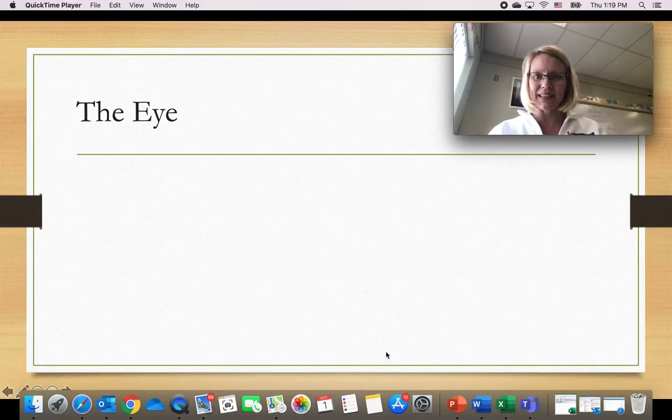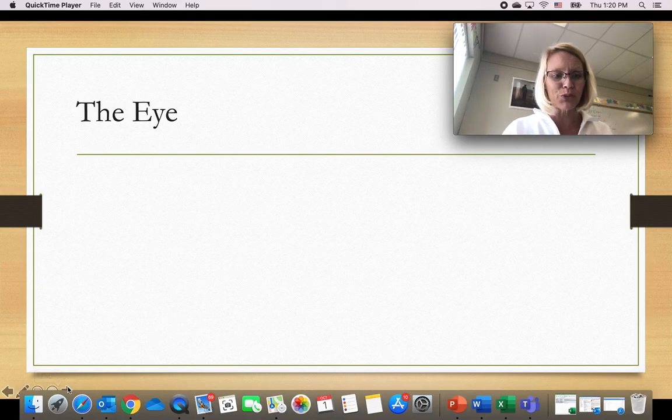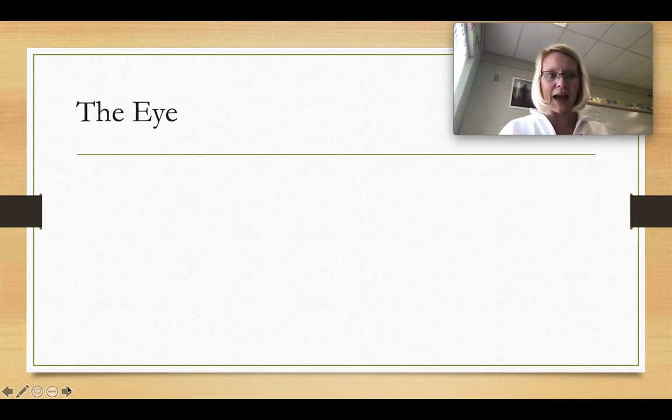I want to get into the sensation and perception unit. If you are in class with me, we're actually already starting on some of the basics of sensation. And so I'm going to get into the eye part of our unit with you right here now through virtual. So let's just start talking about the eye in general.